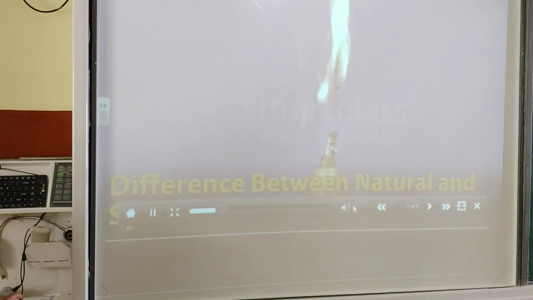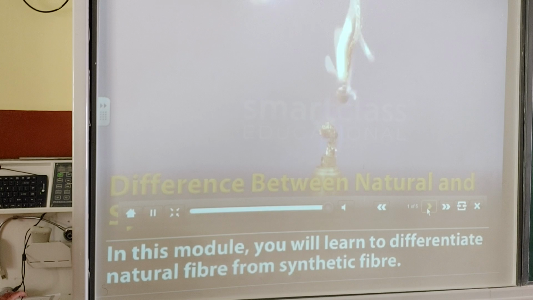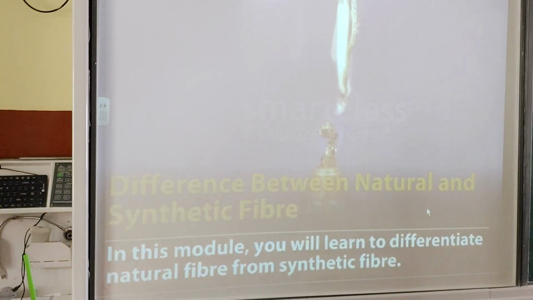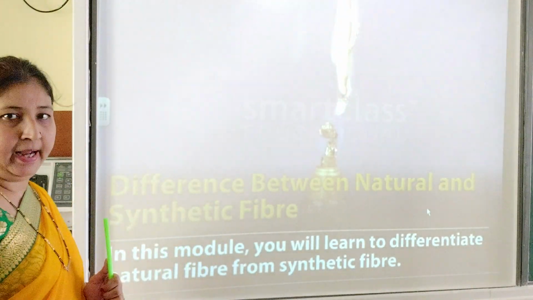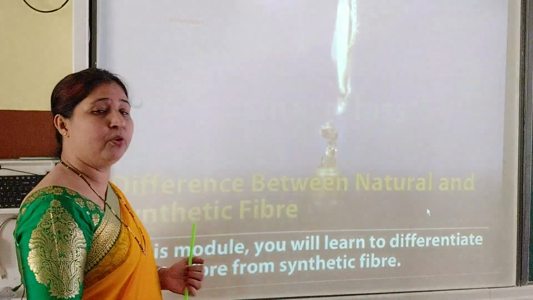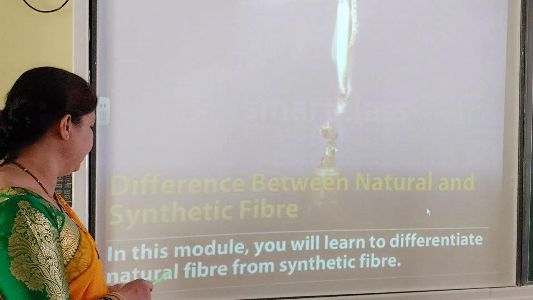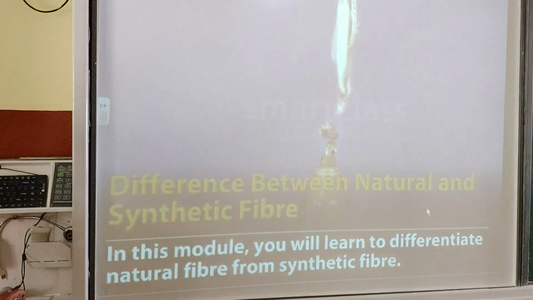Difference between natural and synthetic. In this module, you will learn to differentiate natural fibre from synthetic fibre. So now, I already told you about natural fibers and synthetic fibers. Natural fibers are those which are obtained from animals, and synthetic fibers are those which are made using chemicals. So now here we learn the difference between natural fibers and synthetic fibers.